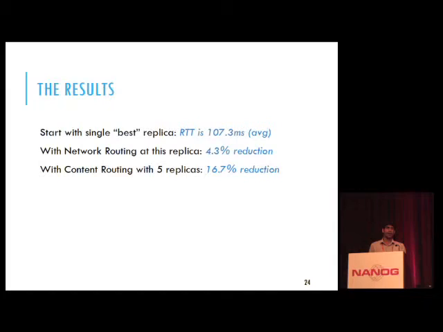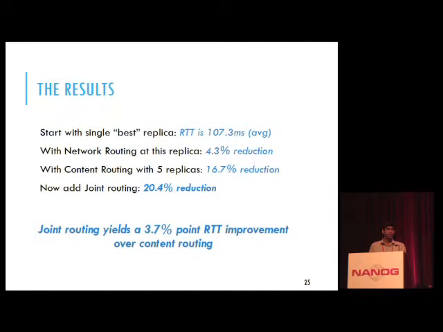And now we tried out content routing, which means we added in 5 replicas. We didn't choose between network paths. Every client simply chose the replica that was ideal to it. With this, we found a much more drastic reduction of around 16.7% in our setup. So finally, we tried out joint routing, where we do both, as I explained. With this, we found a 20.4% reduction. So joint routing, at least in our setup, seemed to yield a 3.7 percentage point RTT improvement over content routing.